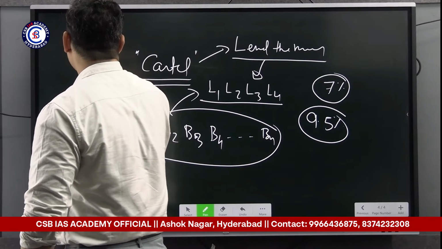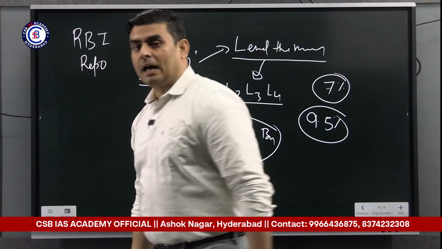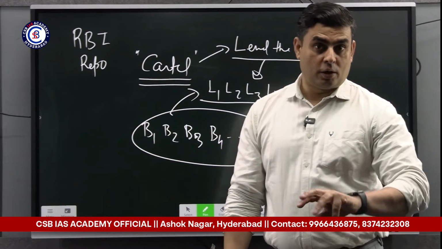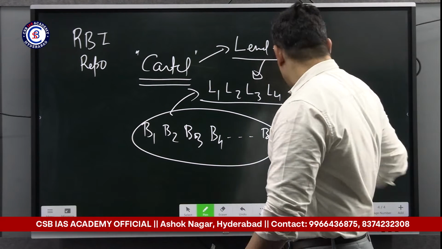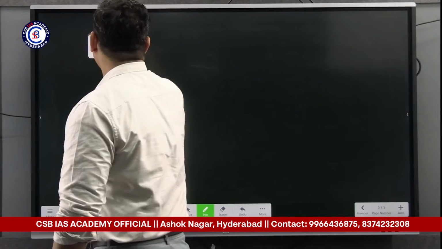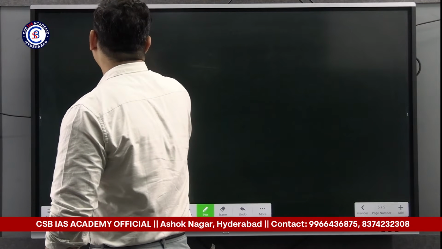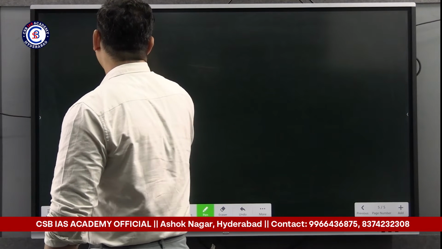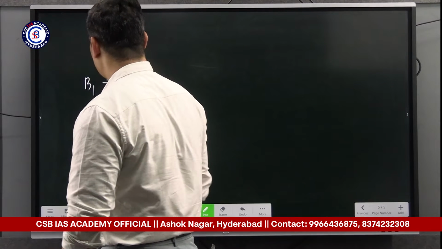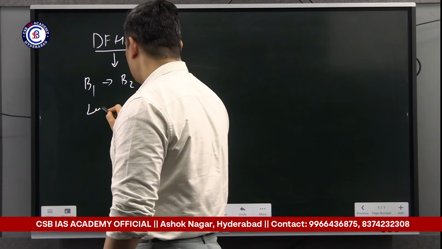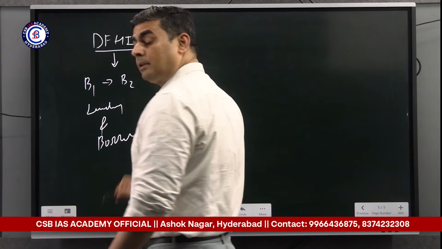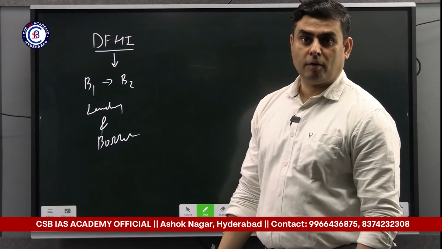So when RBI found that this practice is getting normal, then in that condition, RBI introduced RBI Repo. RBI Repo was introduced. Now what is RBI Repo? Under DFHI, banks B1 and B2 are involved in what? They are involved in lending and borrowing.